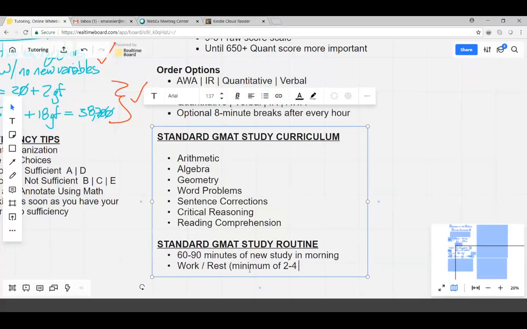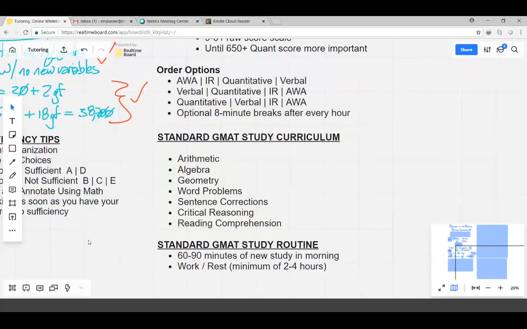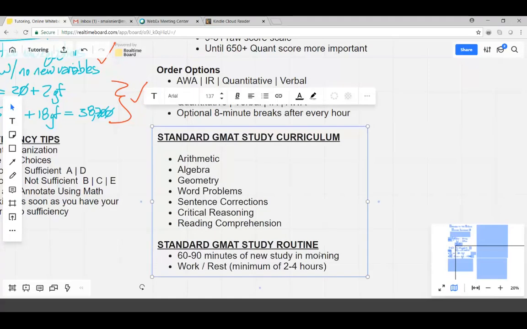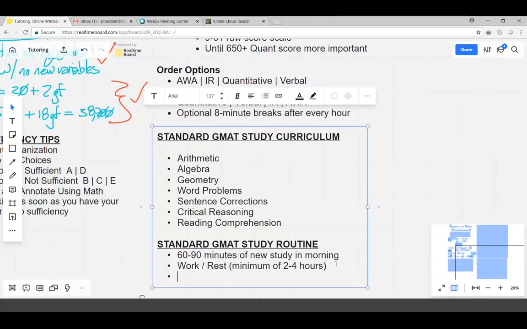And this needs to be a minimum of 2 to 4 hours, because you have to have a gap time in order to review whatever it is that you've covered that day. So then you're looking at generally 60 to 90 minutes of study review in the afternoon or evening.